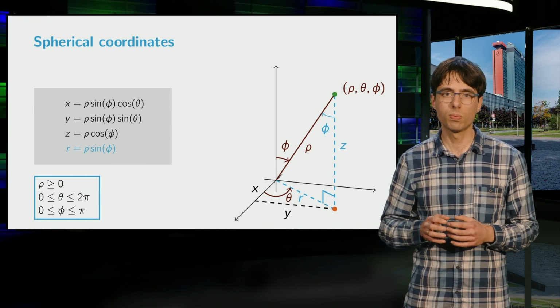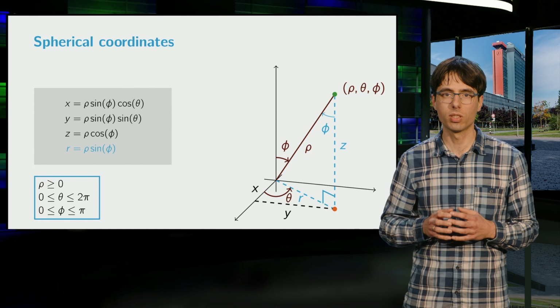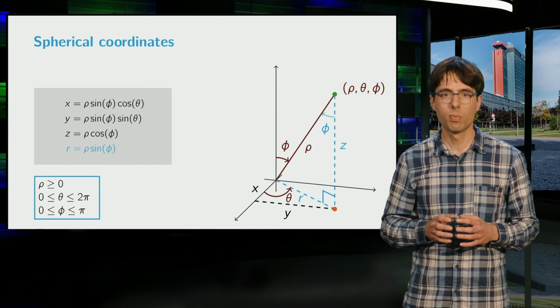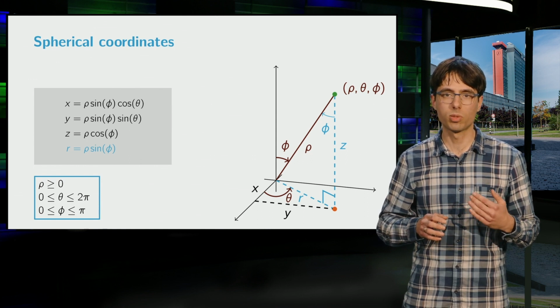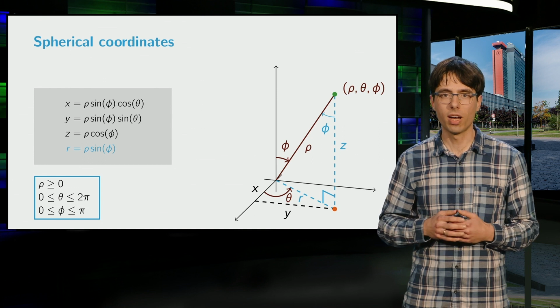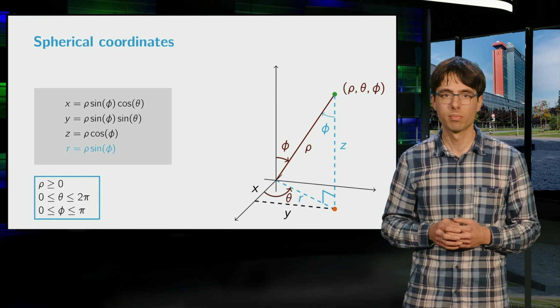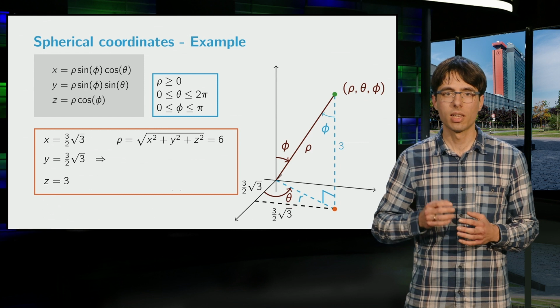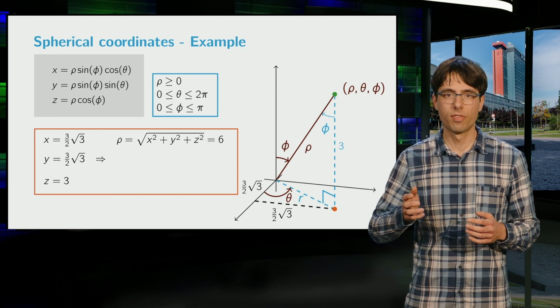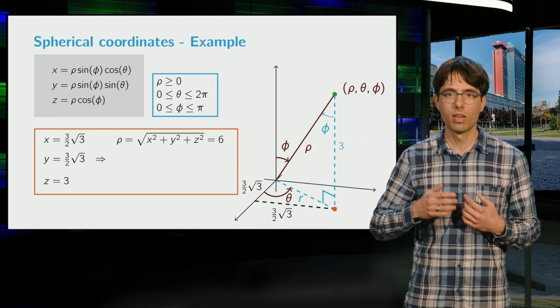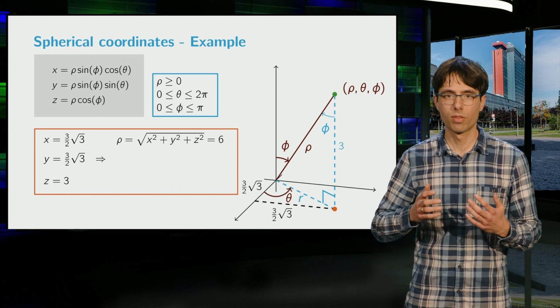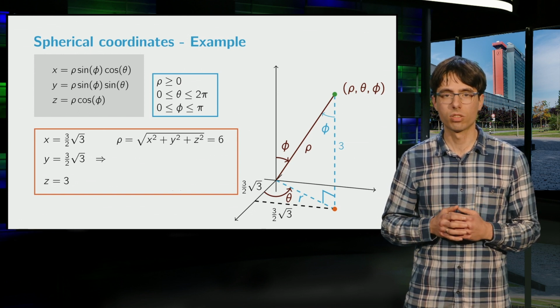Since rho is a distance, we should always have rho bigger or equal than 0. In addition, we assume the convention that theta is in between 0 and 2 pi, and phi is in between 0 and pi. So for instance, let's try to describe the point 3/2 square root of 3, 3/2 square root of 3, 3 in spherical coordinates.